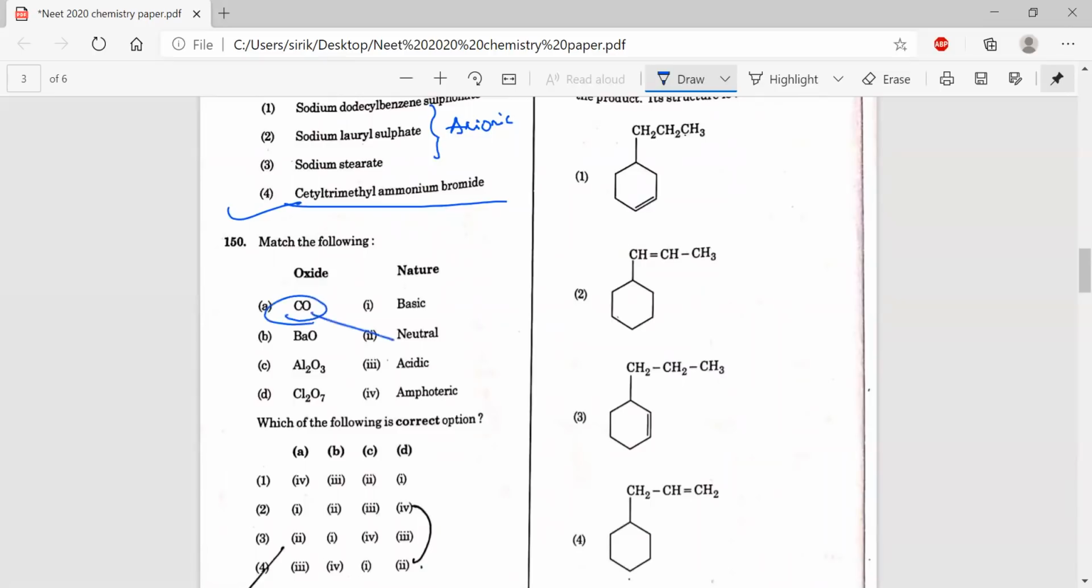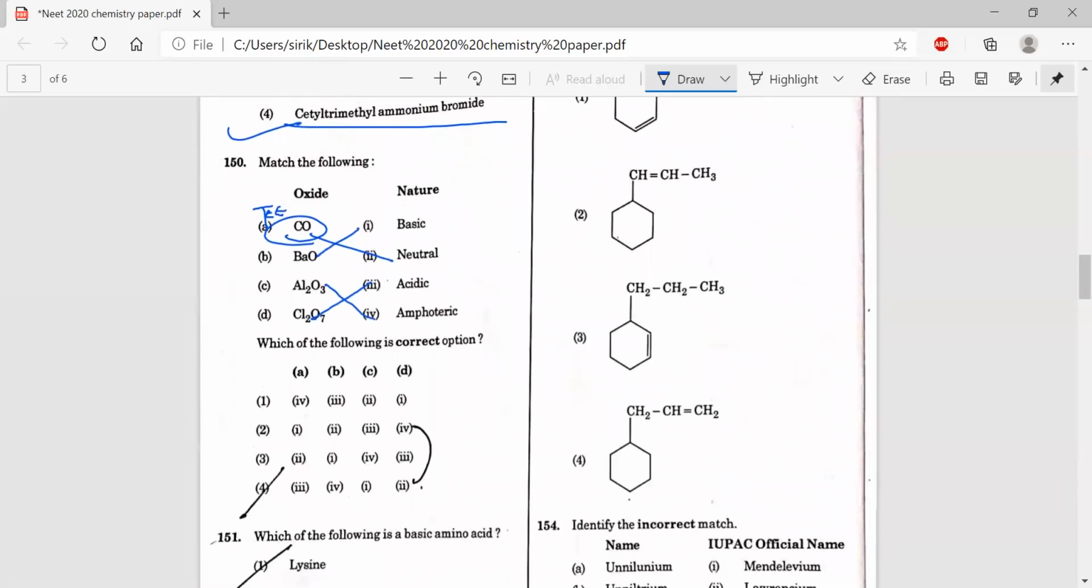CaO is a neutral oxide. It was already asked in one of the years in JEE. And barium oxide, if you dissolve it in water, you will get barium hydroxide, which is basic, and this is amphoteric, and Cl2O7 is acidic, right? So your option will be 2: first 2, 1, 4, 3. Option 3.